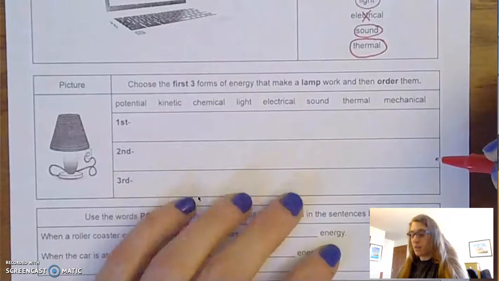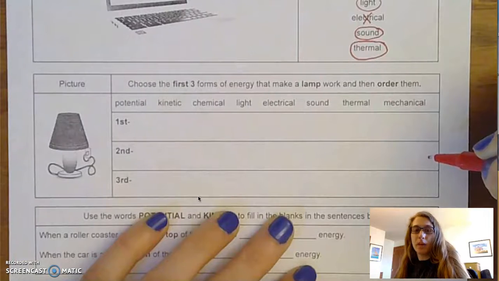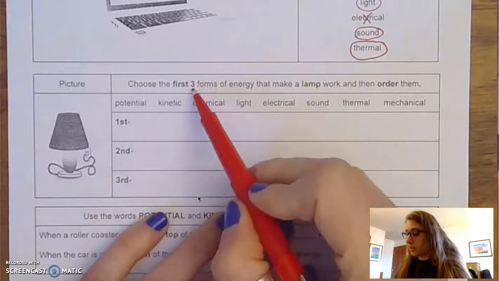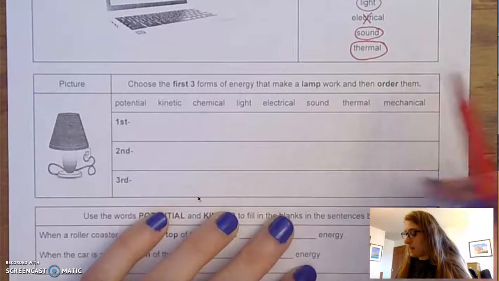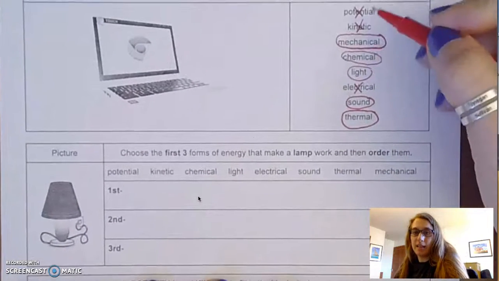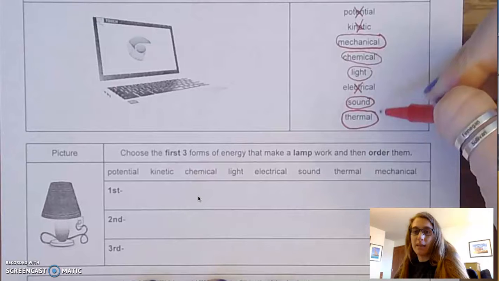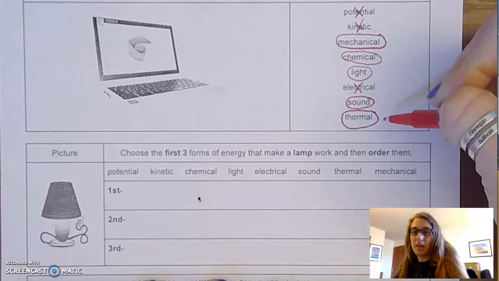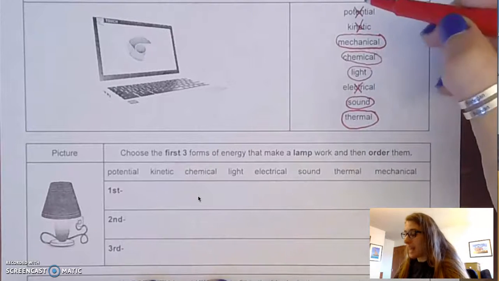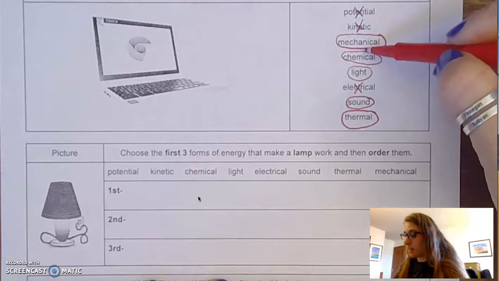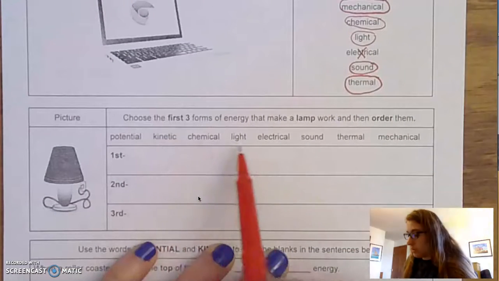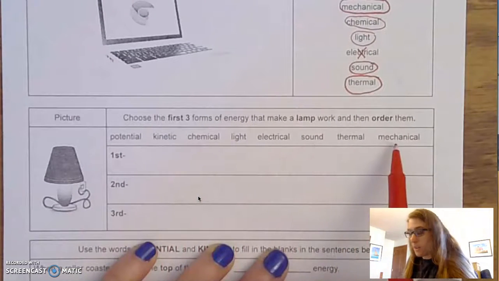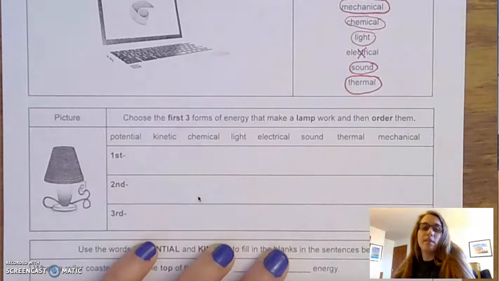Our last thing that we are going to do is we are going to choose the first 3 forms of energy that make a lamp work, and then we have to order them. So we can use this list again if we forgot all of the different types of energy. So we think about, we can't look at the ones that are X'd off. Oh, never mind, you guys, they're right here. Sorry. So if we look at these, which one has to come first, or my lamp isn't even going to work?